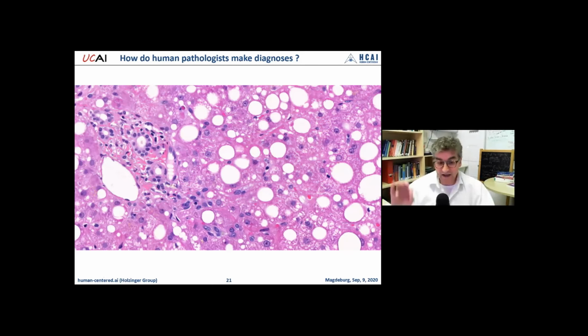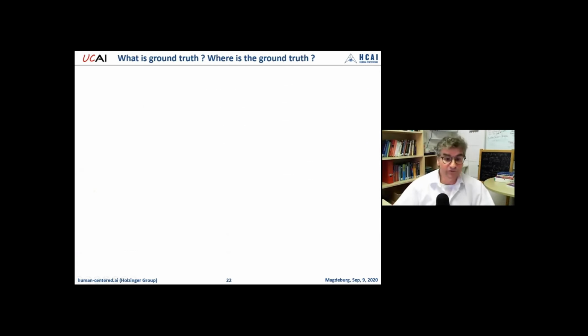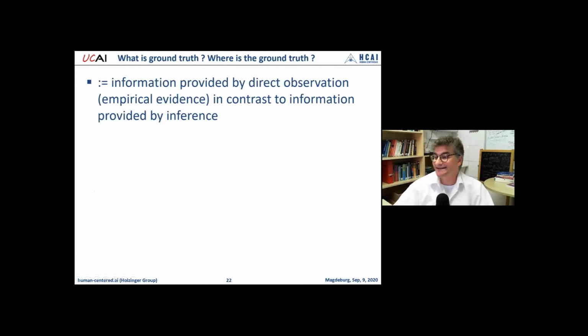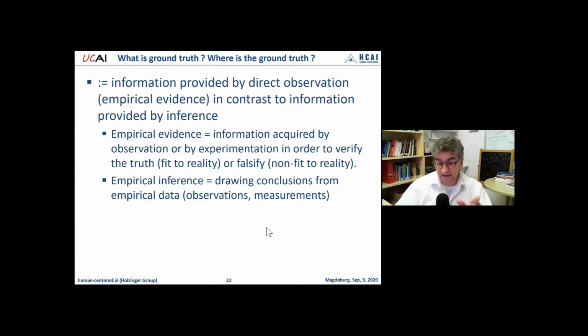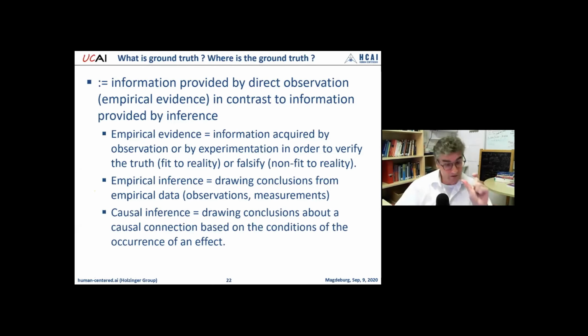And here, one extremely important aspect is ground truth. And what is ground truth? Let us quickly rehearse ground truth because this is so important, just for a mutual understanding. Ground truth is information provided by direct observation. This is empirical evidence, in contrast to information provided by inference. We know that empirical inference is then drawing conclusions from empirical data. This is then leading us to causal inference, and causal inference actually is a good example for causal reasoning.